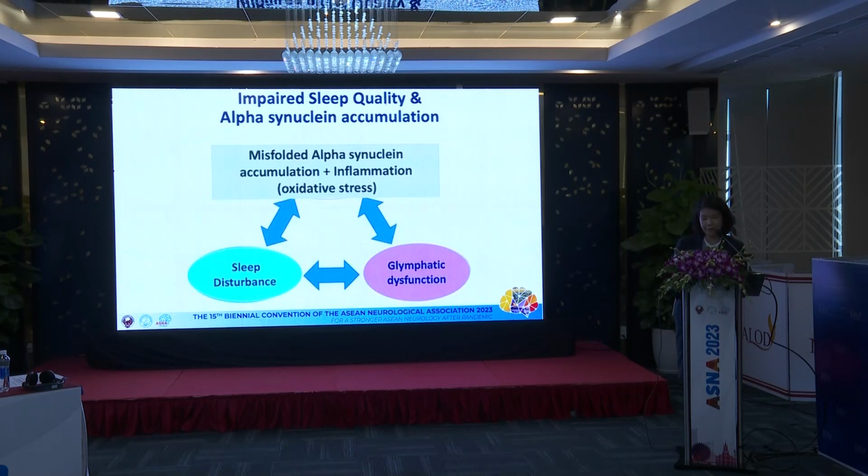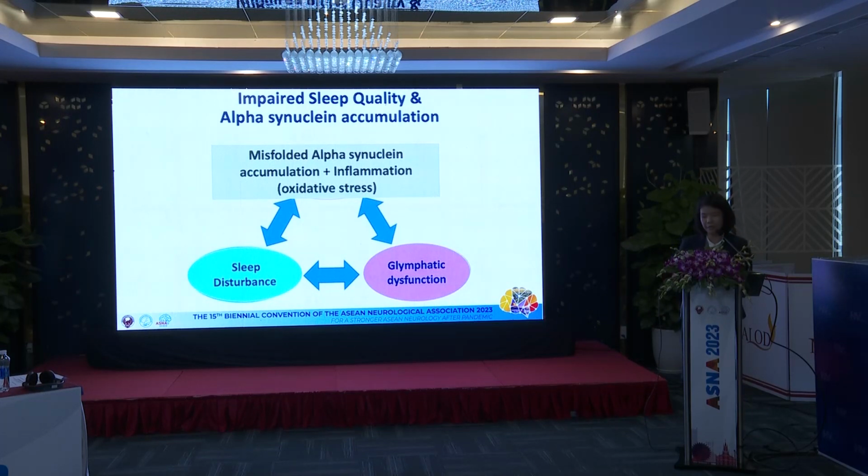A new hypothesis proposes that glymphatic dysfunction, which we believe is one of the pathophysiologies in Alzheimer's disease, can also apply to Parkinson's disease, because it is also an accumulation of abnormal protein. In Alzheimer's it is tau. In Parkinson's disease it is alpha-synuclein. During the night when we sleep, the glymphatic system works more than during the day to eliminate waste products.